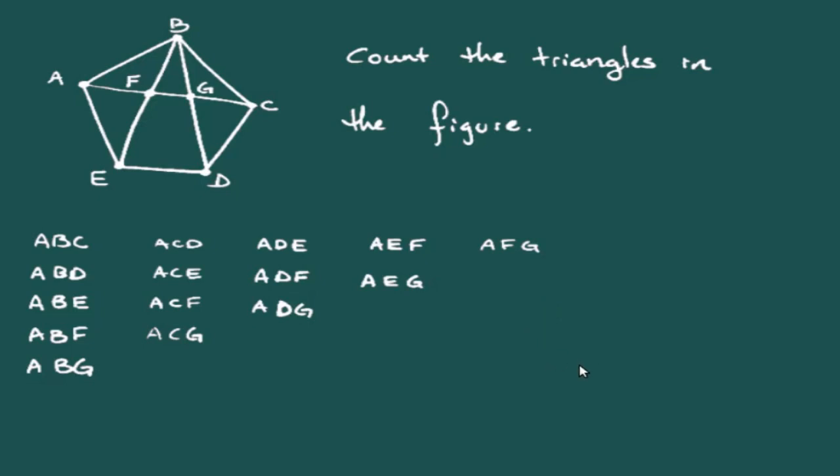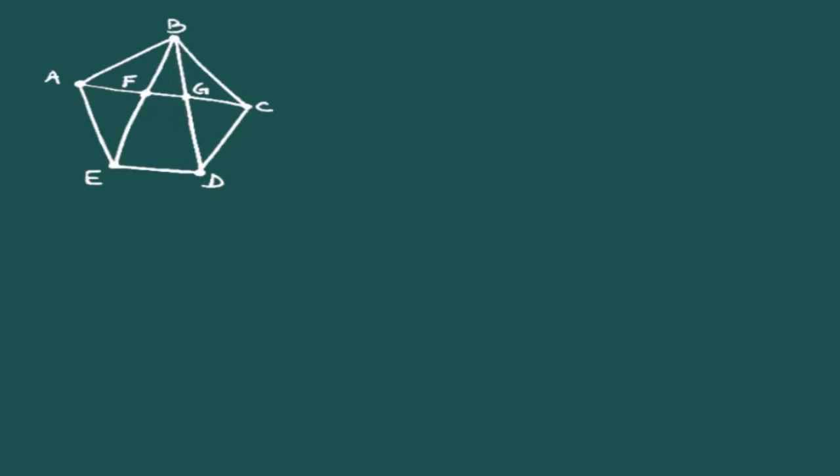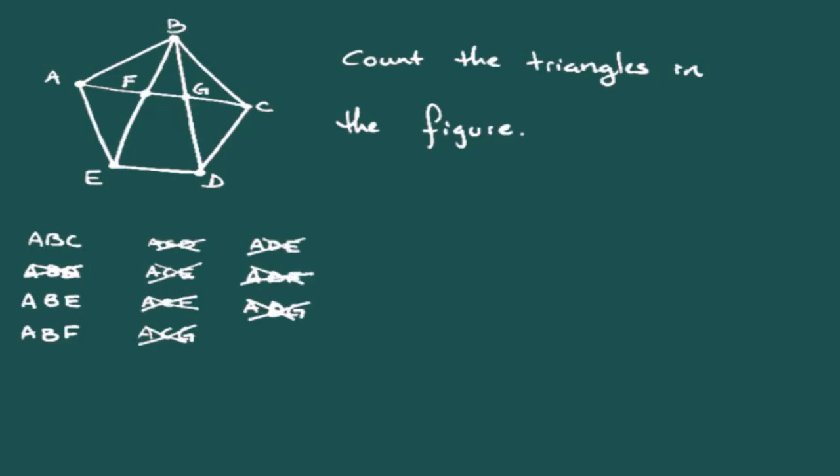So now that we've written down all of the sequences that start with A, we can go back to our figure and say, which ones of those actually correspond to triangles? Going through and just checking each one, can we make a triangle out of vertices ABC? Yes, we can. Can we make a triangle out of vertices ABD? Well, no, we can go from A to B, and we can go from B to D, but we can't go back from D with a straight line back to A. So that one doesn't count.